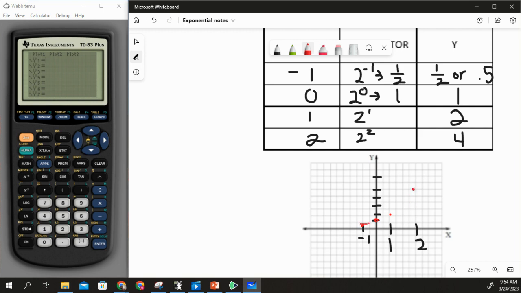All right, so when we take this, here's our graph. It starts to curve up. Eventually, this is going to keep getting bigger and bigger as we go through and graph it. Now, to double check my graph, I'm going to put it in the calculator. Okay? So we have 2 to the x power.